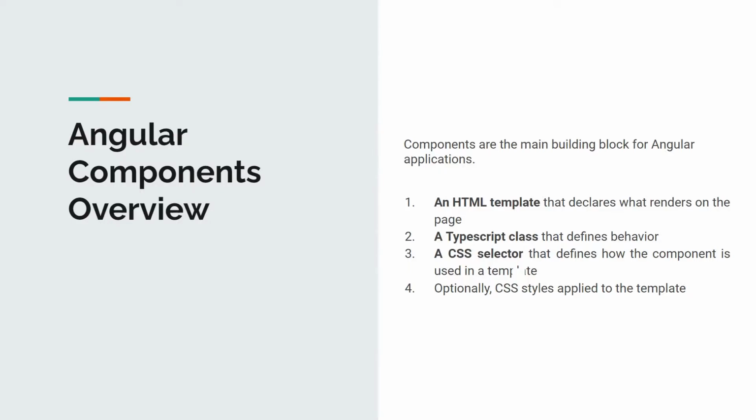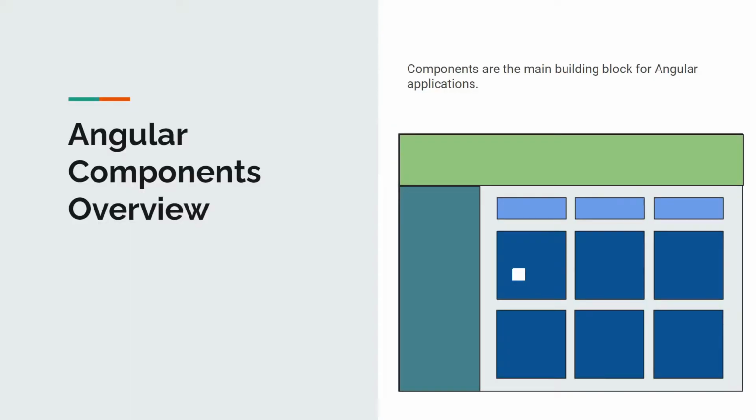And one important thing, a CSS selector that defines how the component is used in a template. If we consider a web template, and we are going to use some kind of web component in it, this CSS selector is the property to identify the HTML tag. You will see it while we are coding. Optionally, we can have CSS styles applied to the template.